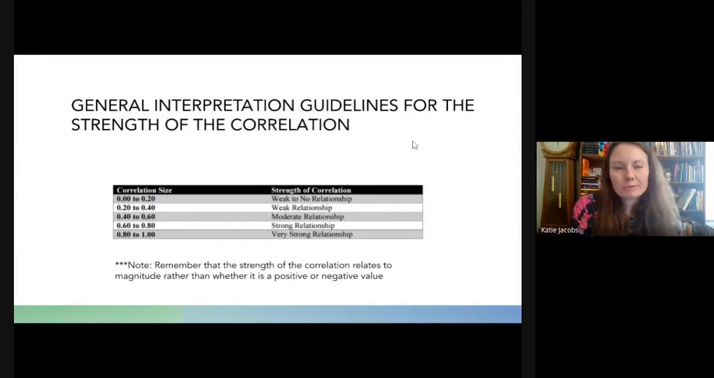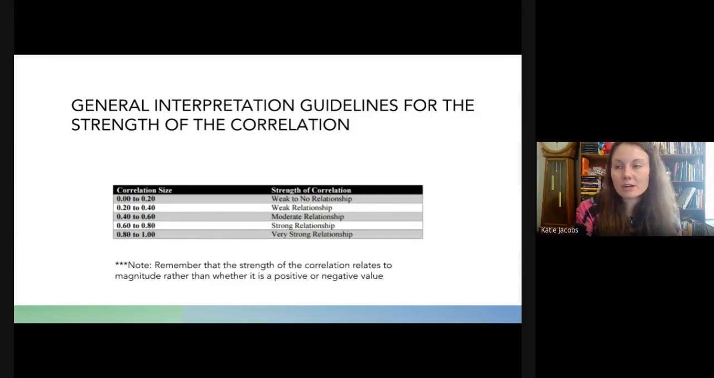So there's some general interpretation guidelines for the strength of a correlation. Whenever we see a correlation of 0 to 0.20, we say there's weak or no relationship at all. Notice that these guidelines would work for negative values as well, because when we're looking at correlations, the positive and negative value only tell us whether it's a direct or indirect correlation. So if it was negative 0.10, that would still be a weak to no relationship because it falls within that same range for the magnitude.